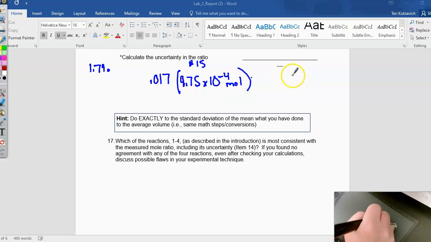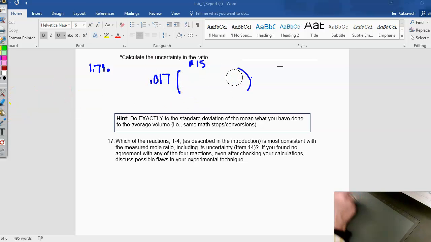So for yours, you would just take your percent uncertainty, so you don't mess it up. So that percent that we just calculated, you won't have 0.017. You will have something close, but not that. And you will put whatever your number 15 is. And that will give you your number of moles. And that's your uncertainty.